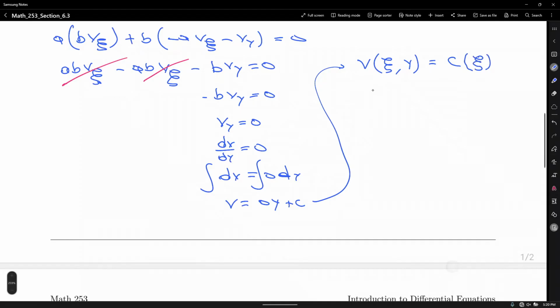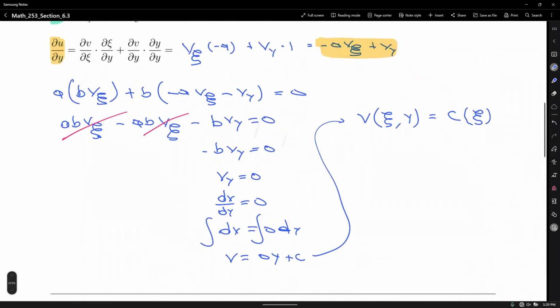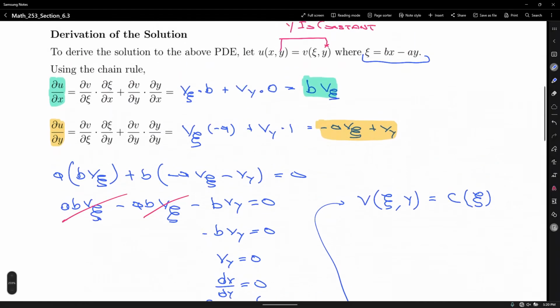Okay? So now let's go back to our original substitution. What is v of z, y? Isn't that our u of x, y, really? And what is c? By back substituting, this is not c. I'm going to call it some function f of bx minus ay. And that's how we get the general solution. All right? So that's the proof or derivation, however you want to call this. That's the end of it.